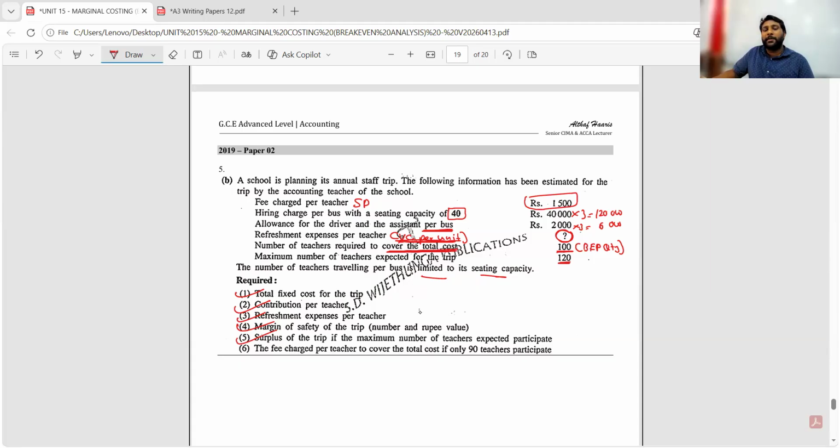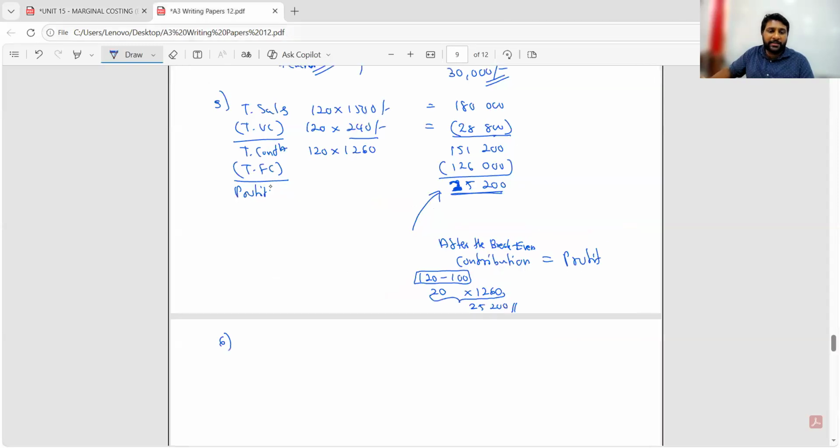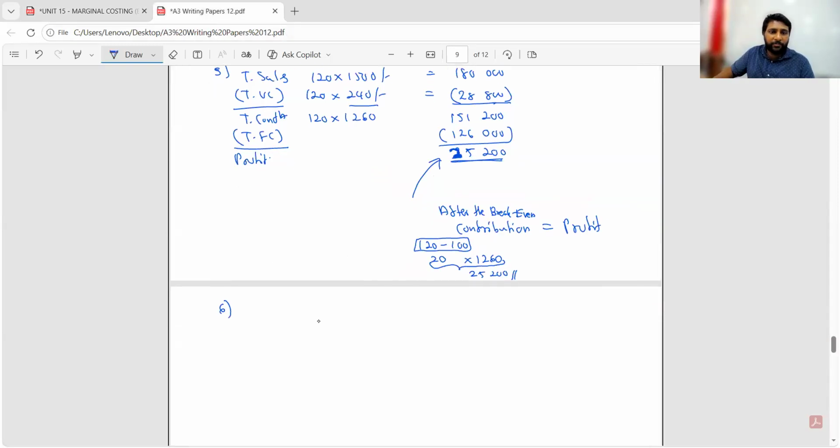So what's the easiest way to do it, people? When you are going on the trip, you can't make losses. Zero profit is the end. If only 90 teachers come, how much fee should be charged? What's the easiest way to do it? Take the income statement and find it. That's the easiest way. Total sales minus the total variable cost is the total contribution. Total contribution minus total fixed cost is the profit. 90 teachers. So this is what they're asking us to find.